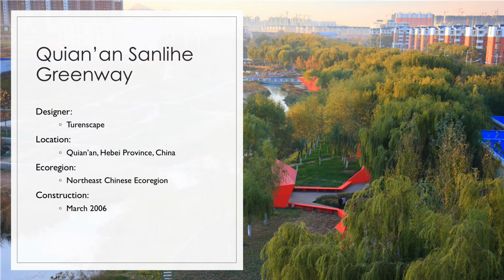My next example is the Qianan Senlie Greenway. It was designed by Turinscape, and it is located in the Qianan Hebei Province, China. It is in the northeast Chinese ecoregion, and it was constructed in March of 2006.